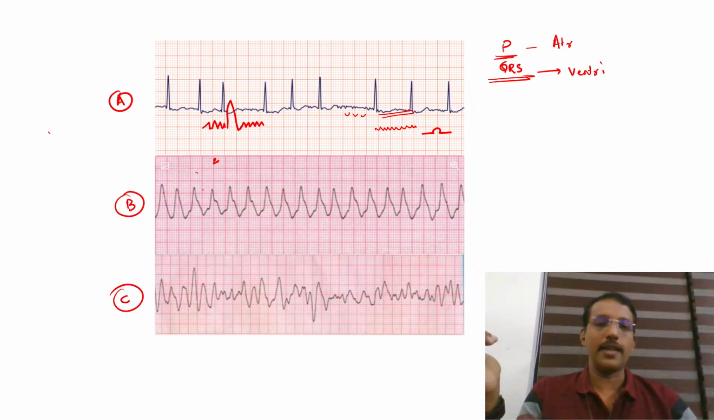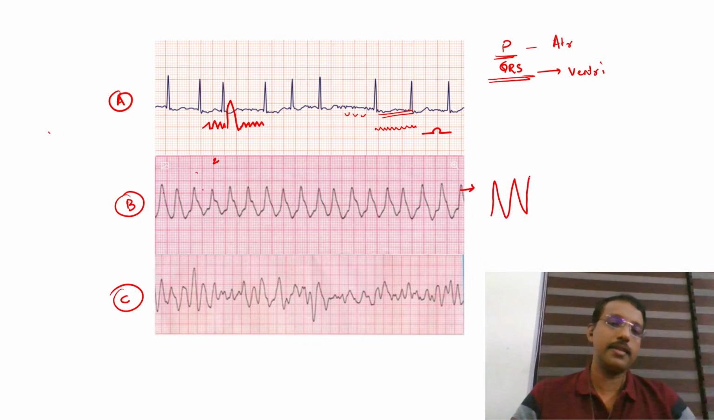Now, this is the second one, B. What is the answer for B which you have given? B. Very good. Ventricular tachycardia. That's right. Now, why do we say that? Because of the QRS complexes. You can see a QRS complex which is broad. A broad QRS complex indicates that it is a ventricular tachycardia.